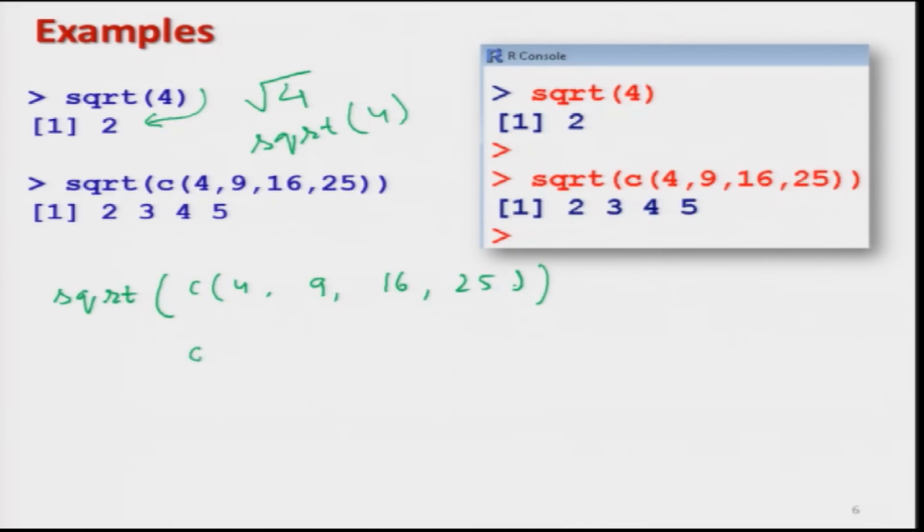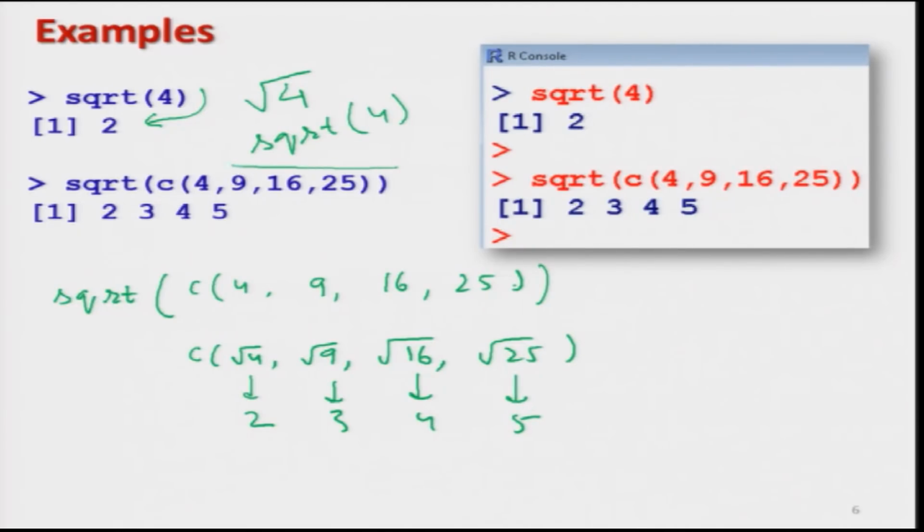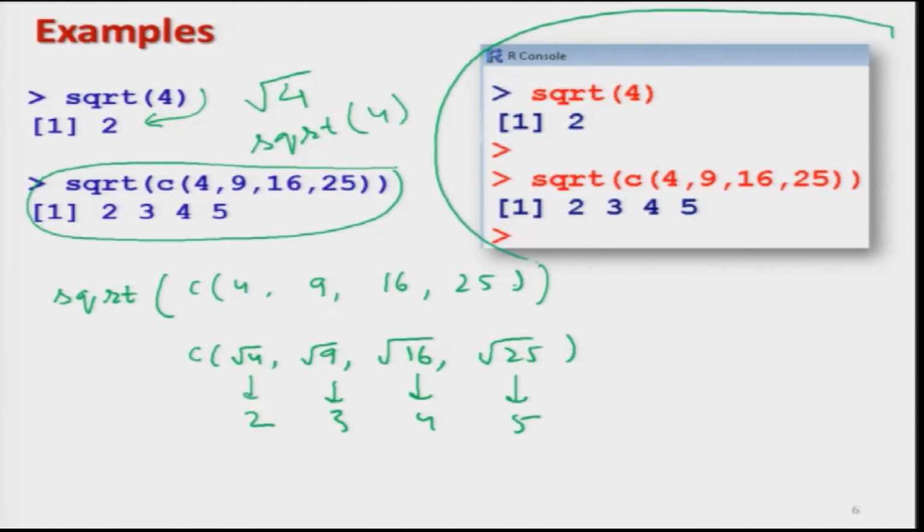Say C, square root of 4, square root of 9, square root of 16, square root of 25. And this answer will come out to be 2, 3, 4 and 5. So, you can see in this case I am trying to do the same thing, and the outcome is coming out to be 2, 3, 4 and 5. And here is the screenshot of the same operation.